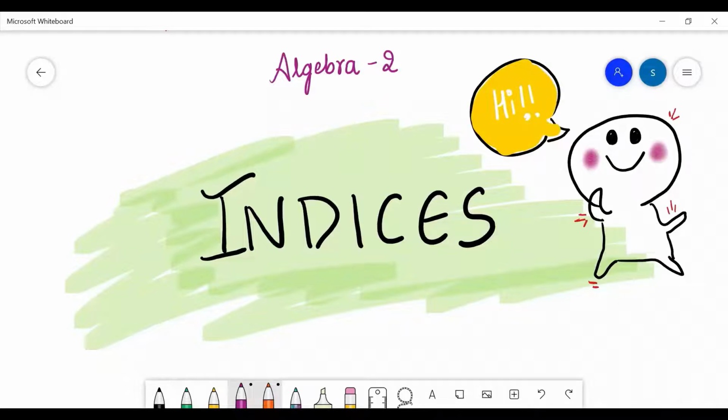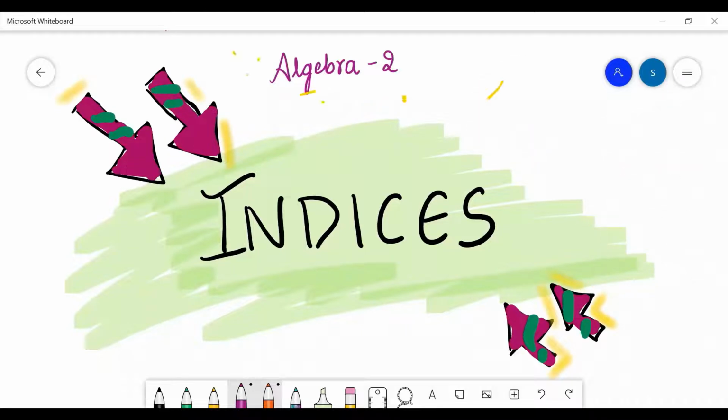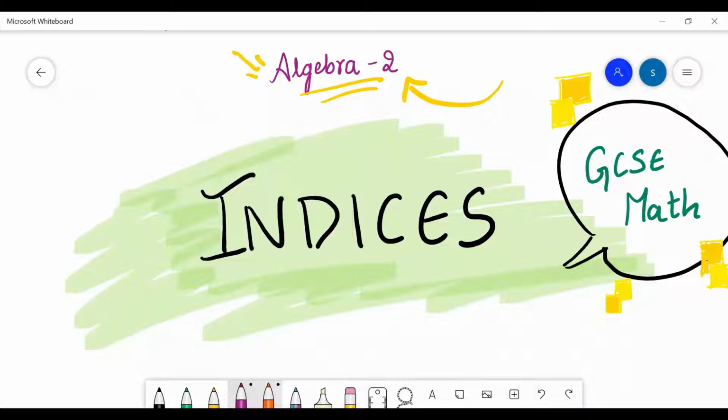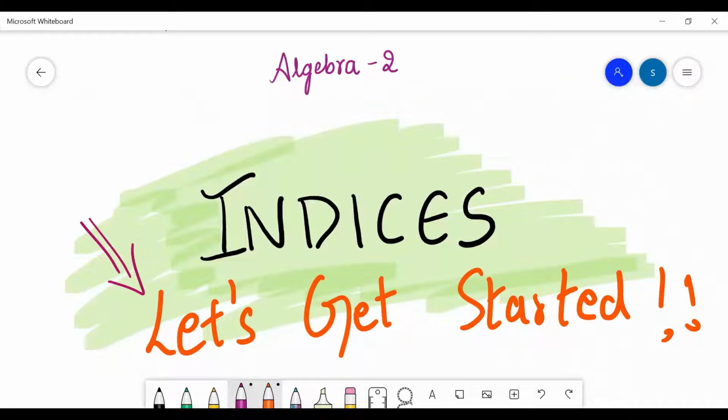Hello guys, today we'll be discussing indices, which is a part of the Algebra 2 chapter of GCSE math. So without further ado, let's get started.